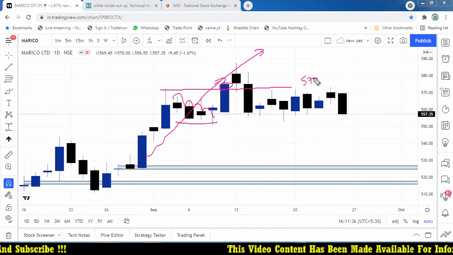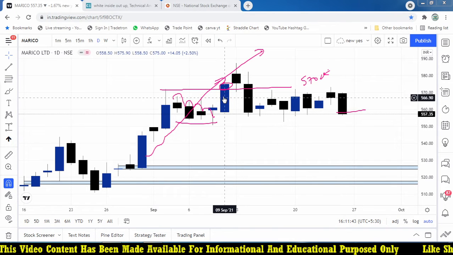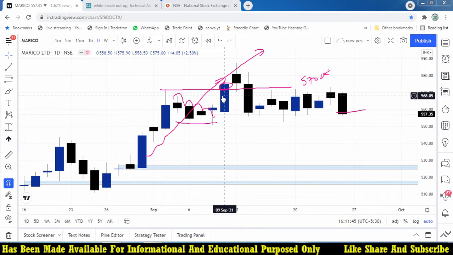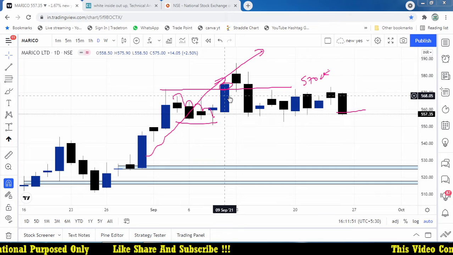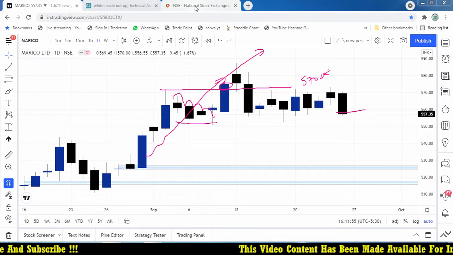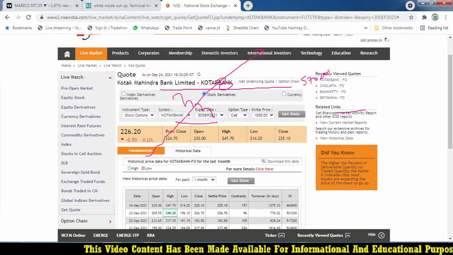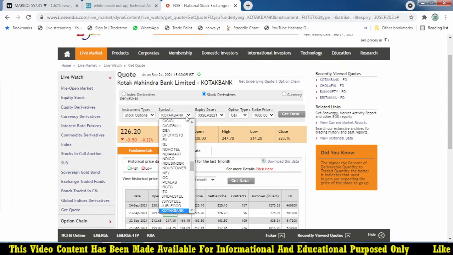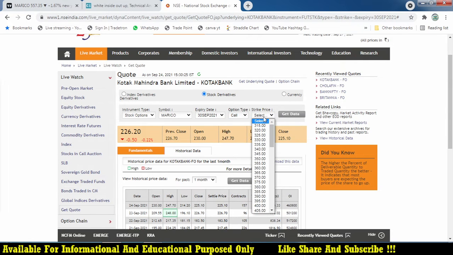Even if you are buying a 570 call option, now it is trading at 557. Let's say we got an entry opportunity based on this candlestick pattern somewhere around here. I'm taking the closing price instead of the exact point where it broke out. I don't take 575. So I'm taking a 580 call option or a 570 call option on the date of 9th September. So Marico, I'm going to take the 570 call option, 9th September. I'm going to buy.